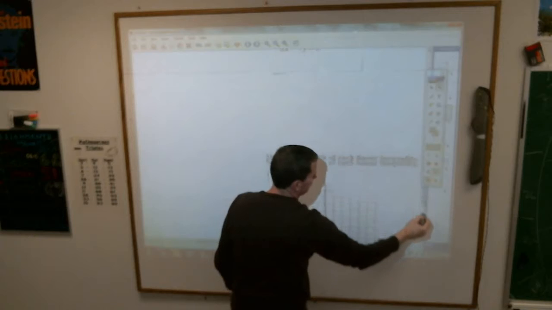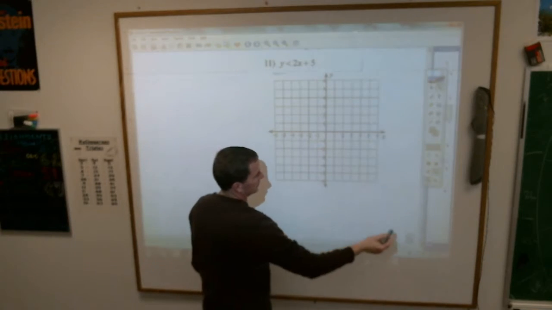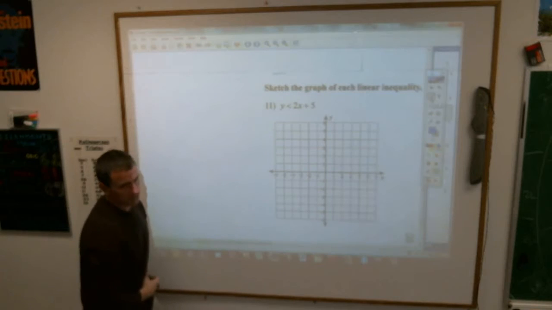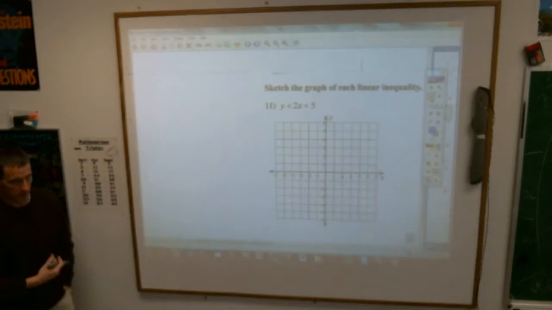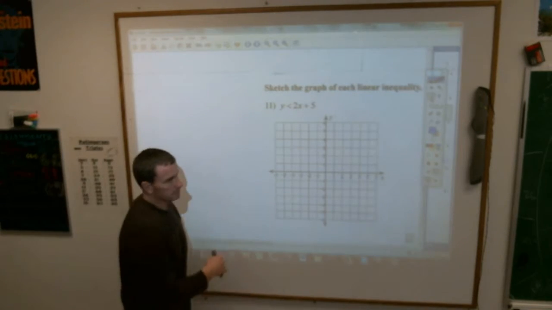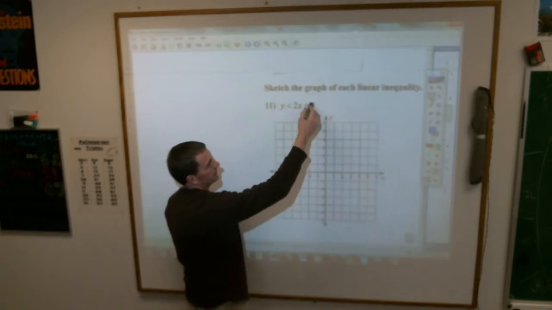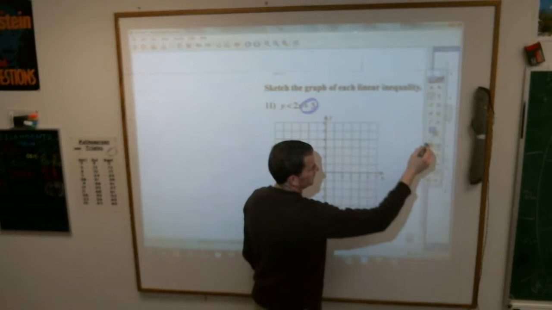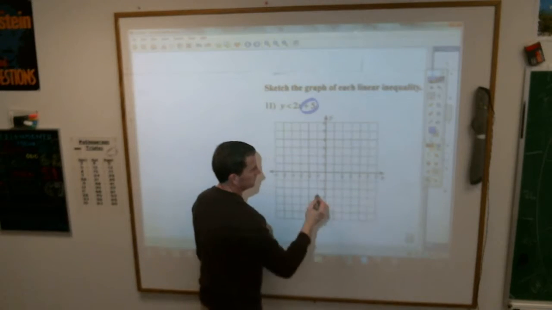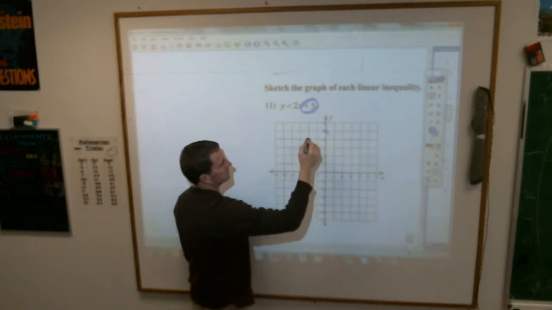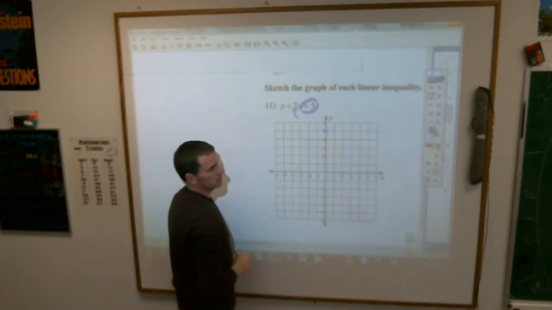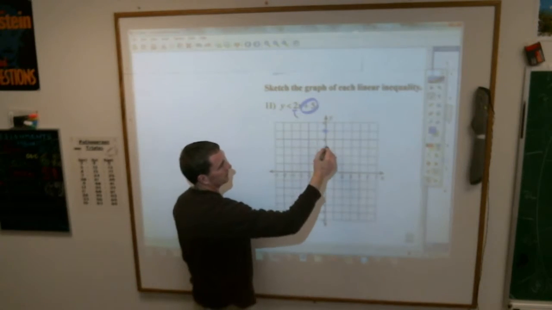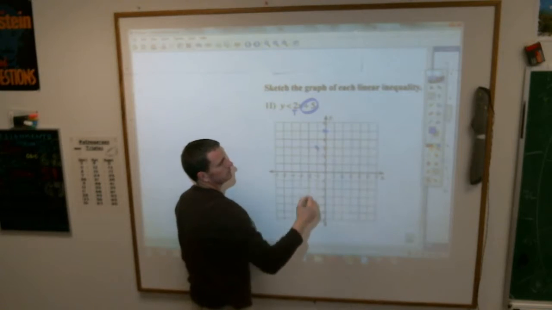Alright. Logan, you do inequalities just like linear equations. In other words, you look to see is it in slope-intercept form or is it in standard form? That's in slope-intercept form, right? Solve for y. That is the y-intercept, so you put a dot at 5 on the y-axis. And what's the slope? 2 over 1. And it's a positive slope, so you go down 2 over 1.